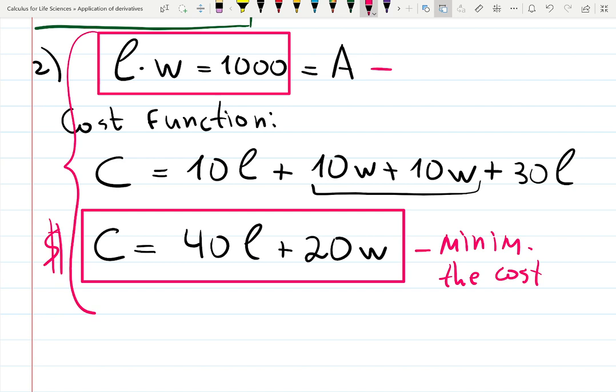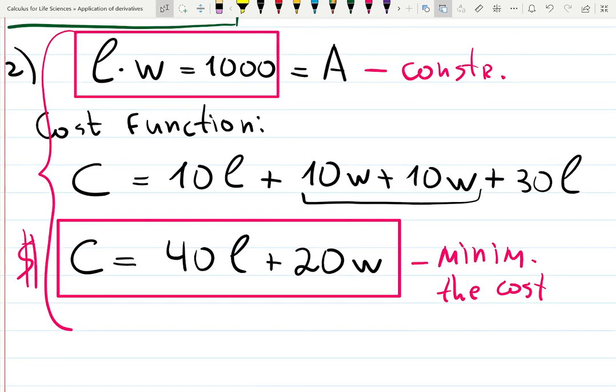the L and W cannot be infinite. L cannot be like 1,000,000 and W cannot be minus 17. So these restrictions, not only coming from the domain that L and W better be positive, but also from the fact that you have finite number of square feet in front of you, 1,000. So these are called constraints or restrictions.